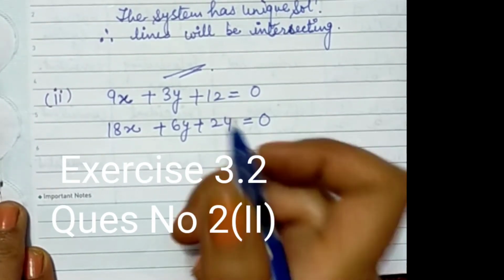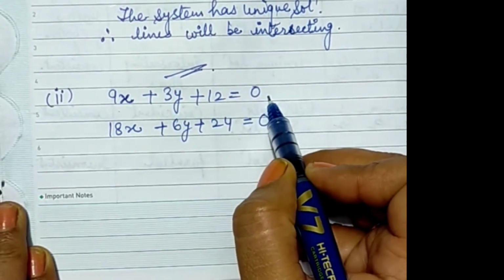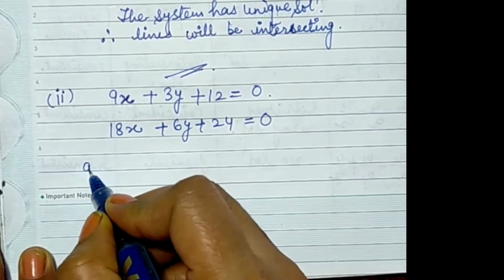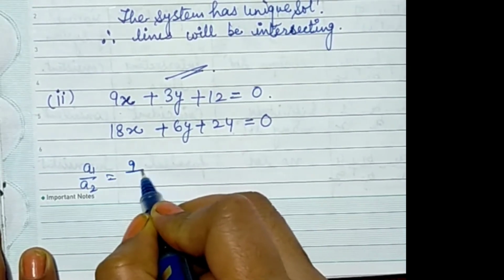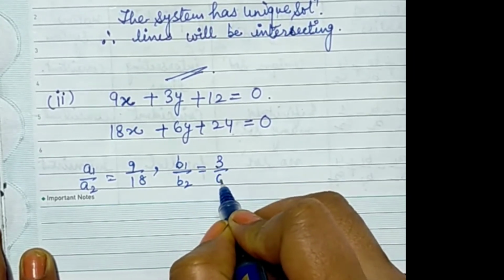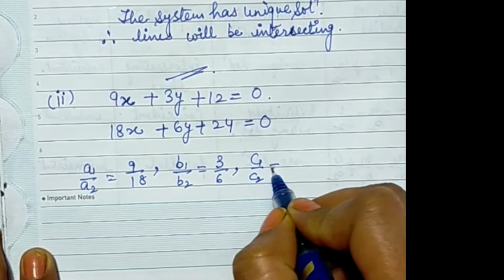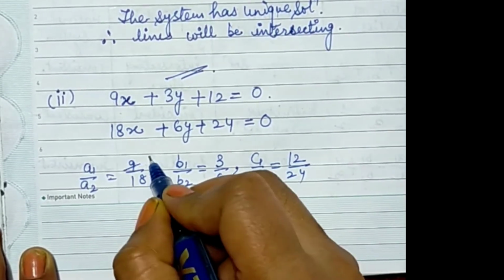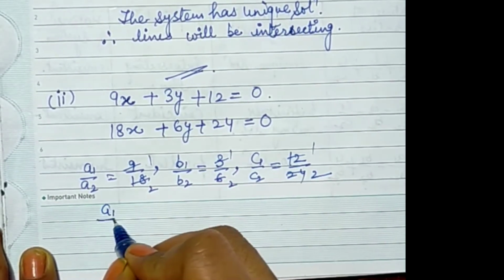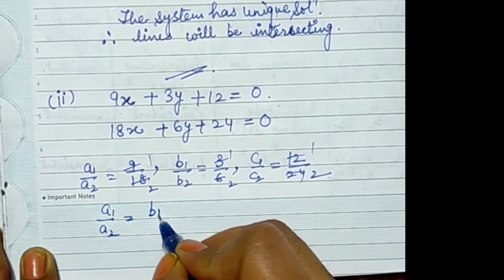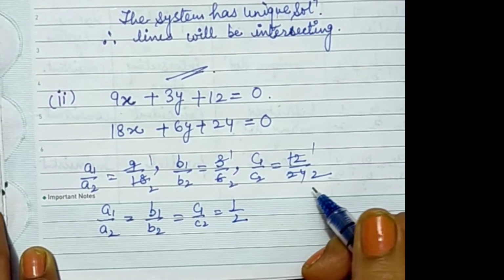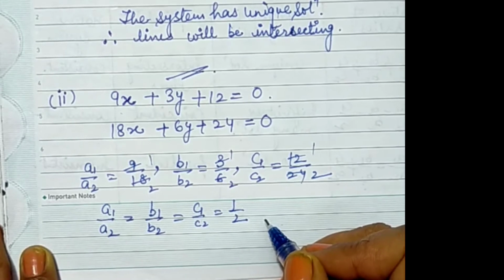Here comes the next part. 9x plus 3y plus 12 is equal to 0. 18x plus 6y plus 24 is equal to 0. So A1 over A2 is 9 by 18. B1 over B2 is 3 by 6. C1 over C2 is 12 by 24. So all of the values are giving 1 by 2 as the answer. So all the ratios are equal, and when all the ratios are equal, that means it has infinitely many solutions.